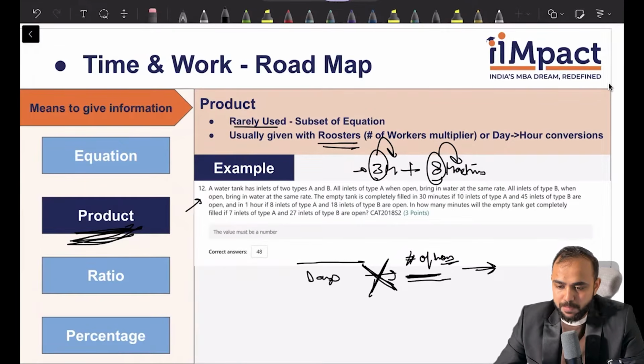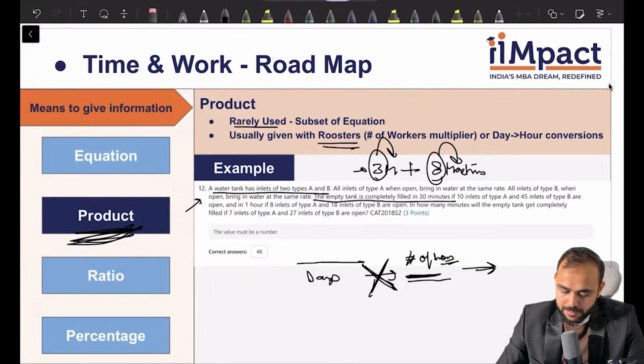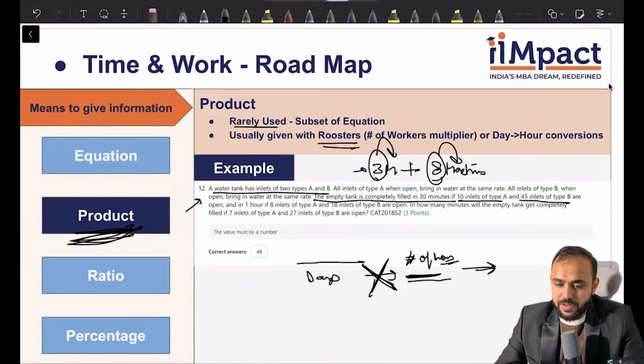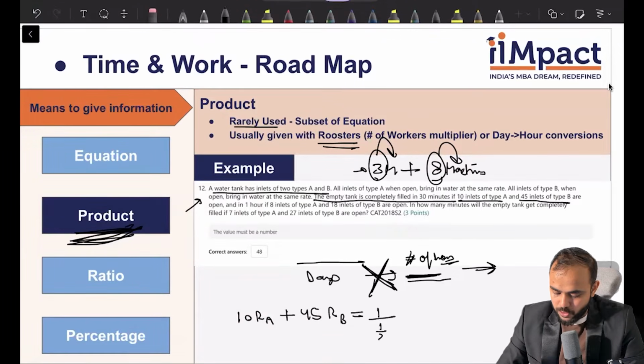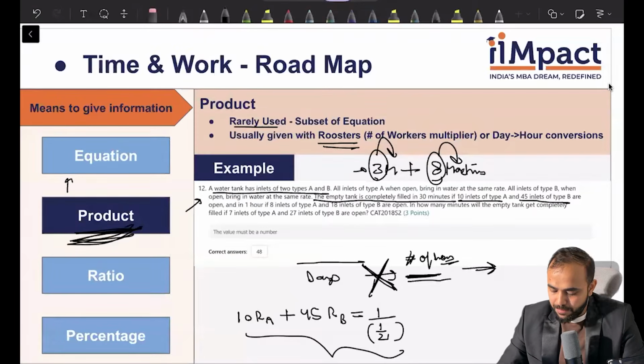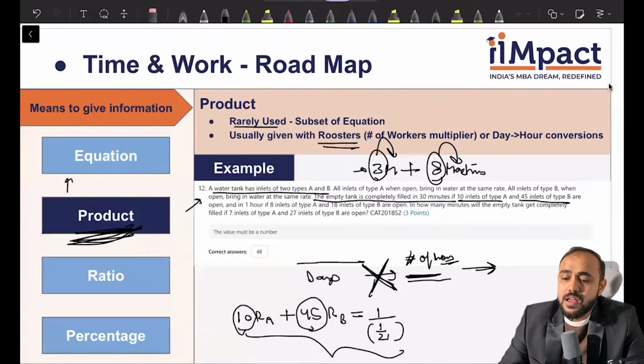So in this particular example, a water tank has two types of inlets, A and B. The empty tank is completely filled in 30 minutes if 10 inlets of type A and 45 inlets of type B are open. So, 10 times rate of work of A plus 45 times rate of work of B is going to be 1 by 2. 30 minutes is half an hour. So, we have written the equation, which is something we did in the previous slide as well. But this time we have multiplied the individual rates of work with the number of workers. Here, that would be pipes that are included.